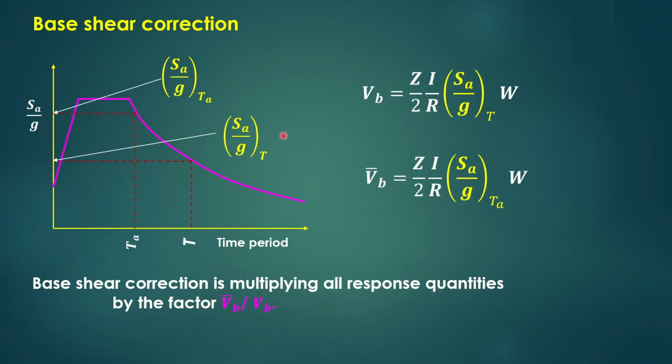And as you look here with respect to the Sa by g at TA and Sa by g at T, VB bar is here higher, and that is why base shear correction has been applied, and so this ratio VB bar by VB is always greater than 1. So your response quantities will be enhanced or increased in the design.